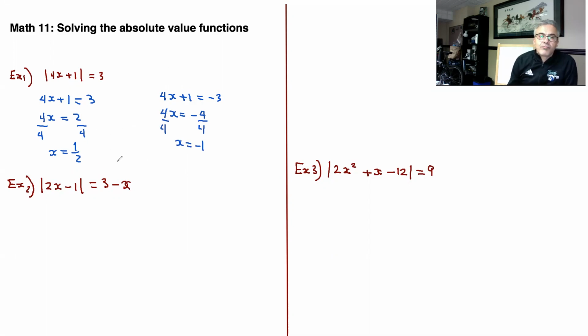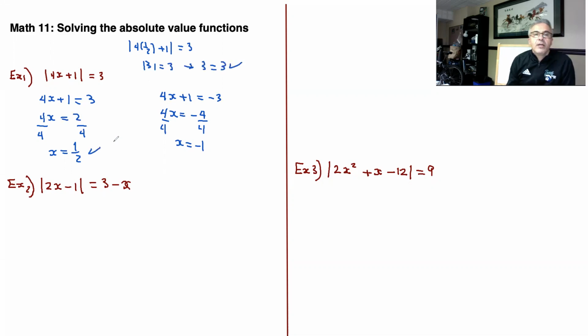Now, you have to go back and test the half into here and test the -1 into there. So if you go 4 times a half plus 1 equals 3. 4 times a half is 2, 2 plus 1 is 3. So you get the absolute value of 3 equals 3, and therefore 3 equals 3.